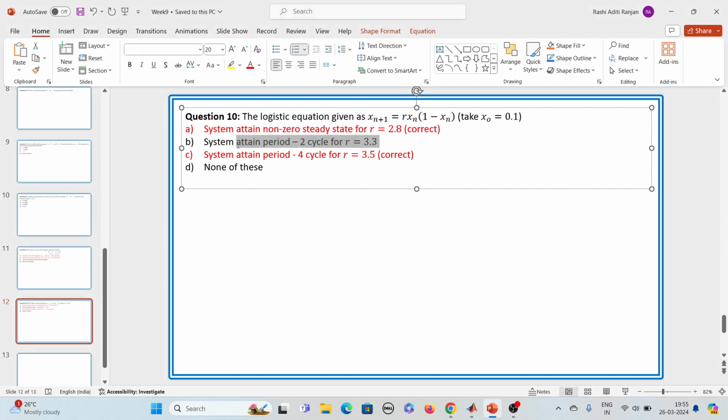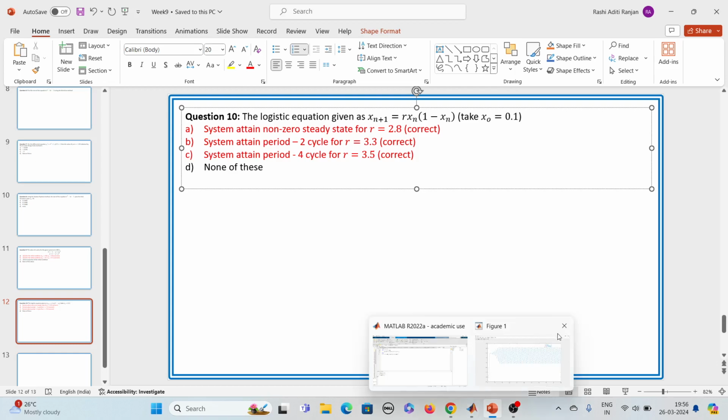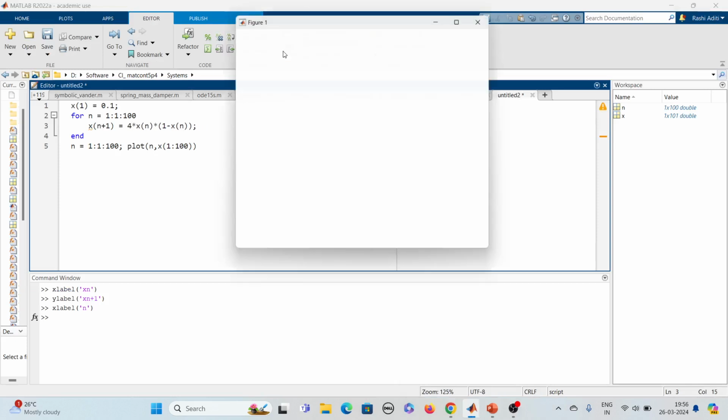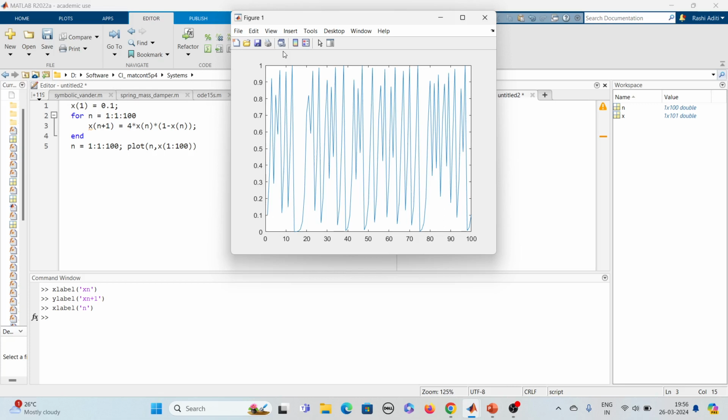So this is also a correct option. So what did you see? You saw that for a logistic equation, if I change the value of R, my population growth is changing. Likewise, if I just take a minute and change it to maybe 4, what can you see? Is there any kind of period doubling that you can see? I can see only chaos.